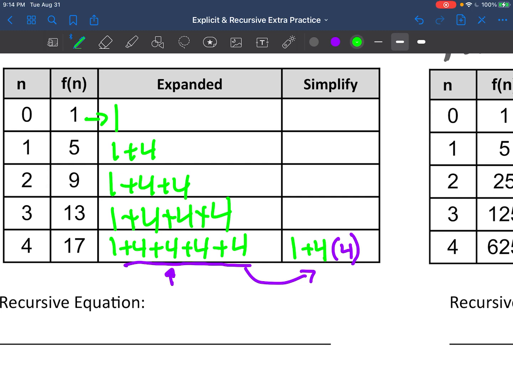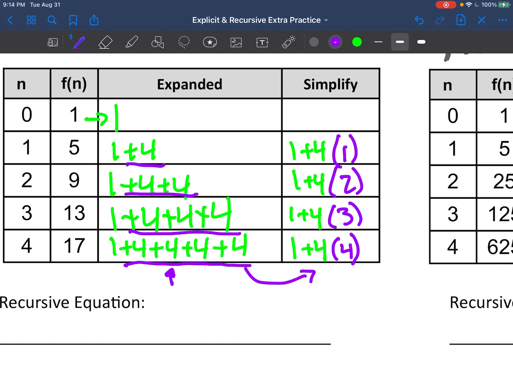So then we have 1 plus 4 times 3, because we added 4 three times. Then we have 1 plus 4 times 2, because we added 4 twice. Then we have 1 plus 4 times 1, because we added 4 once. And then we have 1 plus 4 times 0, because we didn't add any 4s.